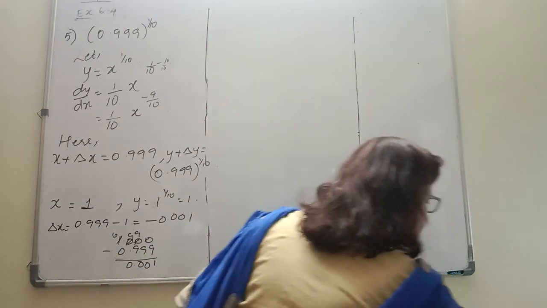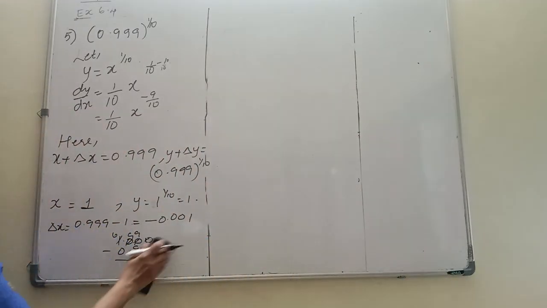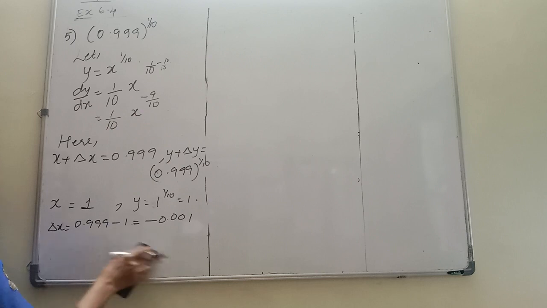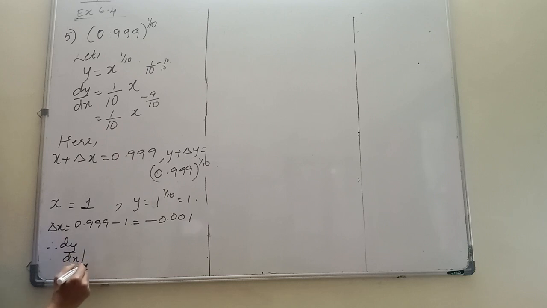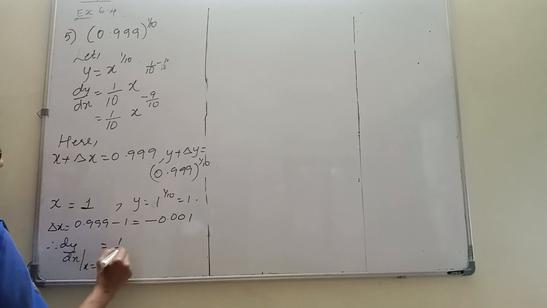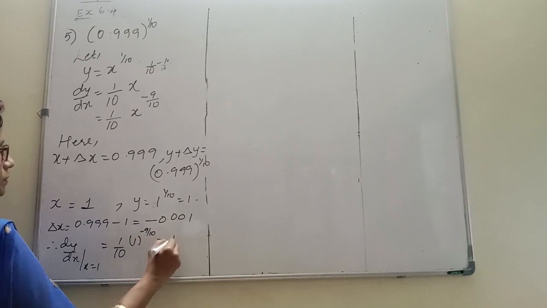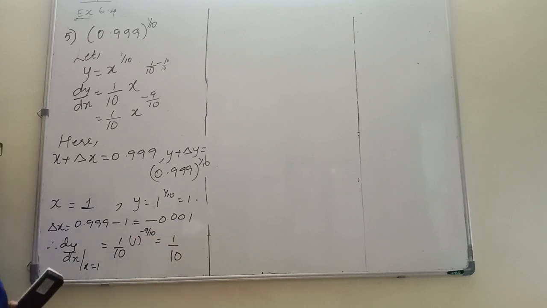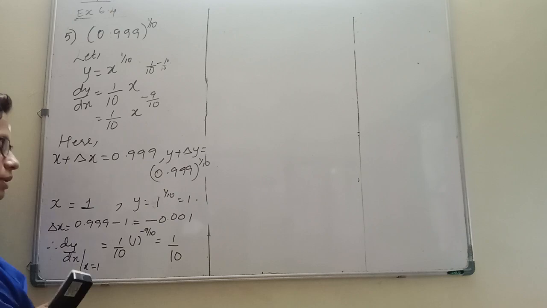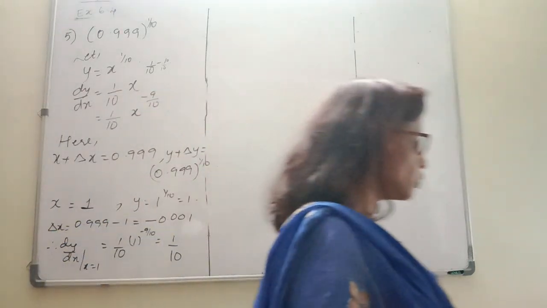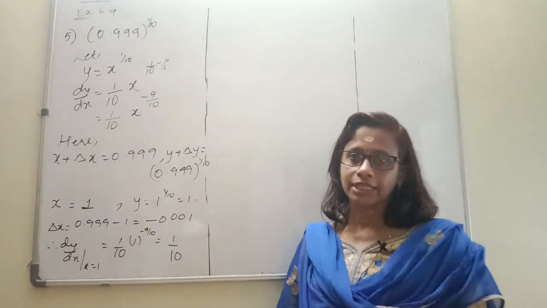Now that itself is not enough. We will also find out dy by dx at this standard value. So let's find out dy by dx at where is our x? 1. It is 1 by 10, 1 raised to minus 9 by 10. I told you 1 raised to anything is always 1. So the answer will be 1 by 10 itself. So that's how you get your dy by dx value. That's it. Then we go on to that logic of having the delta y value.